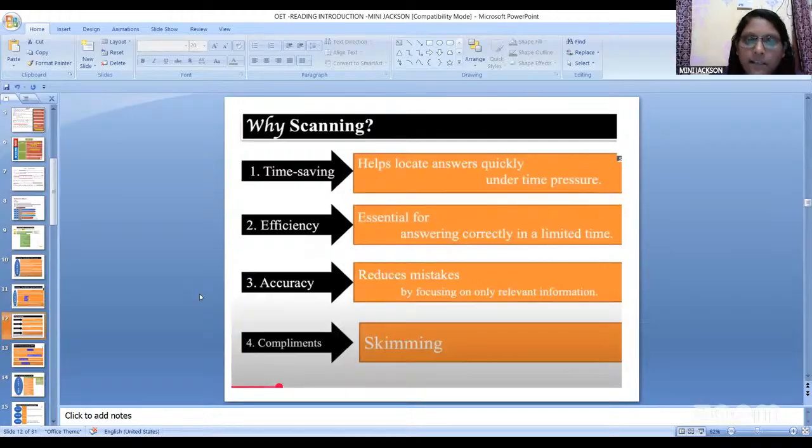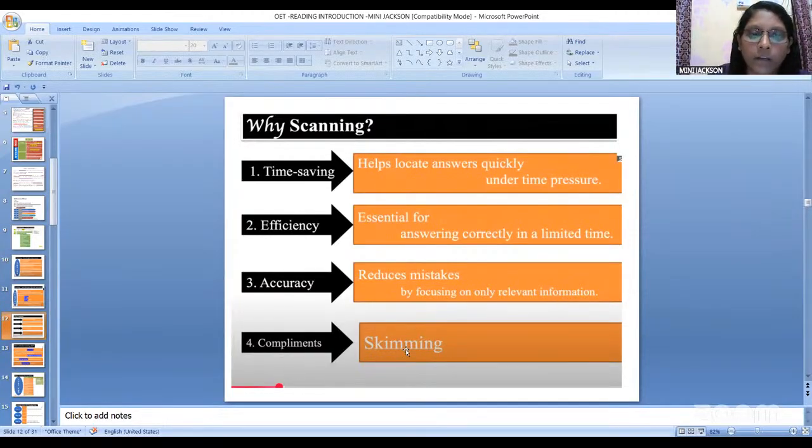Then why is scanning important? What is the importance? It is time saving. When we go for scanning, we can locate the answers quickly under time pressure. Then efficiency: it is essential for answering correctly in limited time. Accuracy: it reduces mistakes by focusing only on the relevant information.